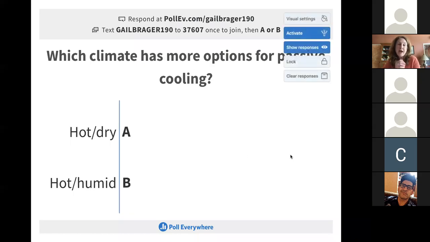So we know we've got hot, dry, and hot, humid climates. So the question I ask you now is, which climate do you think has more options for passive cooling? Go ahead and text choices A or B. What do you think? Do you think you're going to have more options in a hot, dry or in a hot, humid climate?